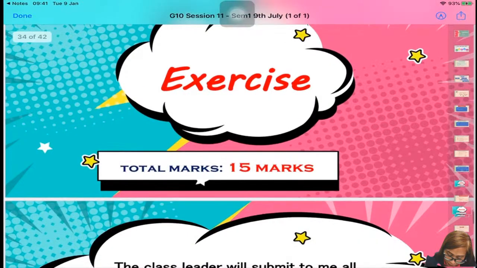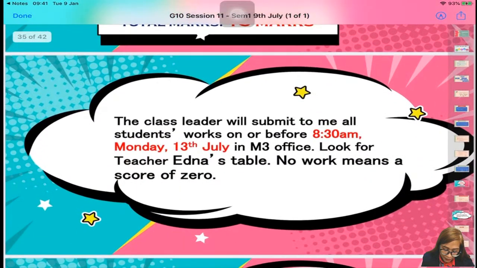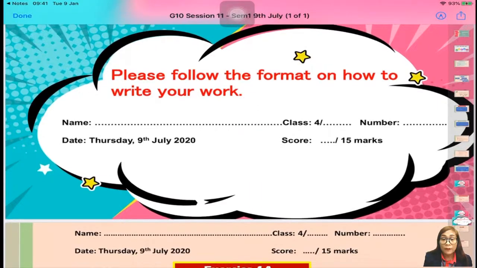So for your exercise, this is 15 marks. I have here the reminders. May I ask the class leader of each class to submit to me all the work on or before 8:30 a.m. on Monday, 13th July in my office, which is the M3 office. Just look for my table. I hope that you will submit your work because this will help you understand math in English. I hope that you will participate in this activity. This is the format that you will follow.